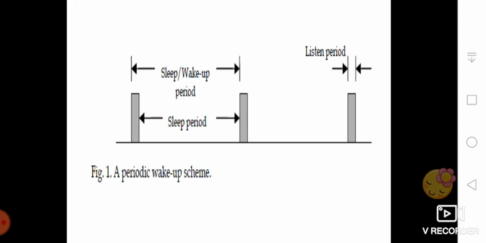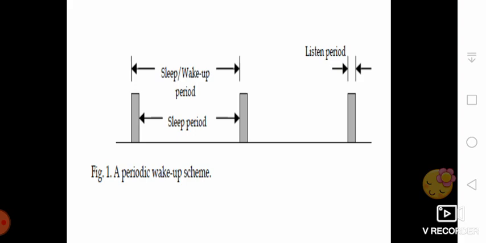A small duty cycle means that the node is asleep most of the time in order to avoid idle listening and overhearing. However, a balanced duty cycle size must be achieved in order to avoid higher latency and higher transient energy due to startup cost.